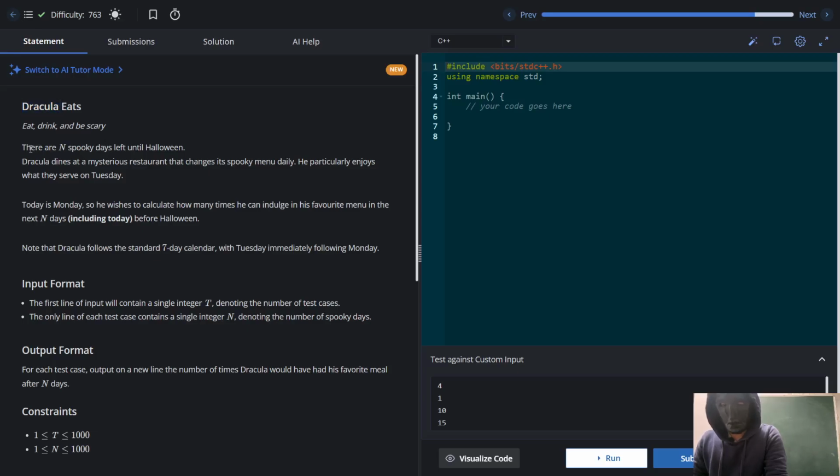So they're saying there are n spooky days left until Halloween. Dracula dines at a mysterious restaurant that changes its spooky menu daily. He particularly enjoys what they serve on Tuesday.